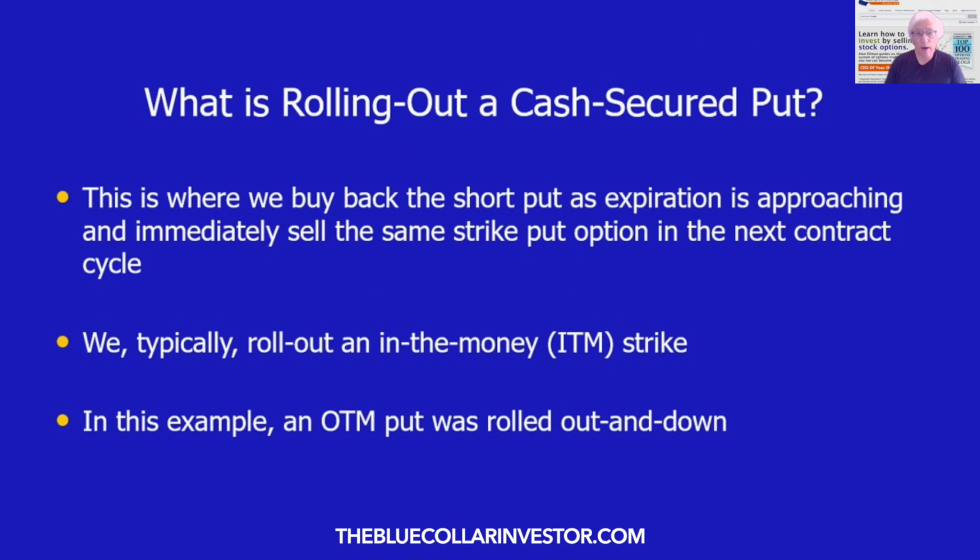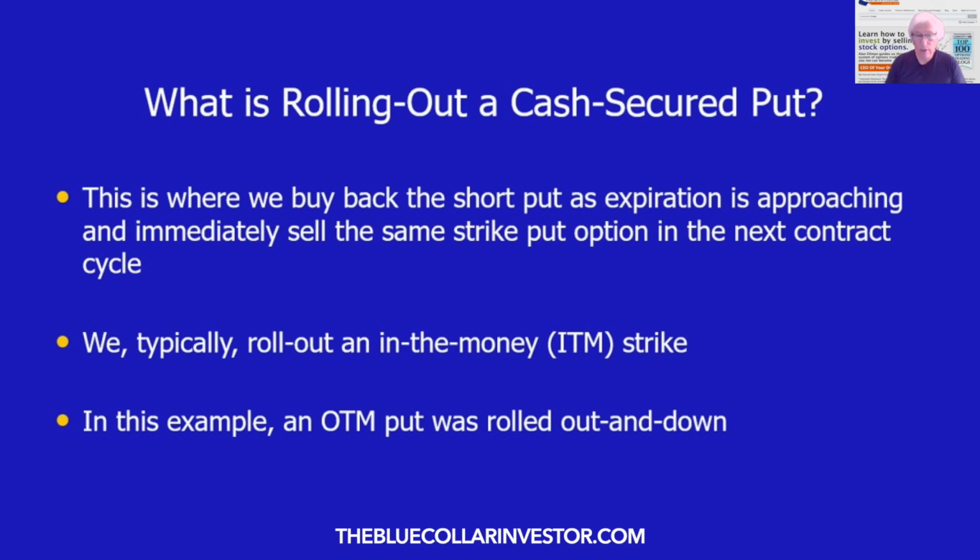Now that's where we buy back the initial short put as expiration is approaching. So normally rolling an option is done as expiration approaches. There are exceptions, but for the most part, this is when we do it. Once we do that, we immediately then sell the same strike put option for the next contract cycle.